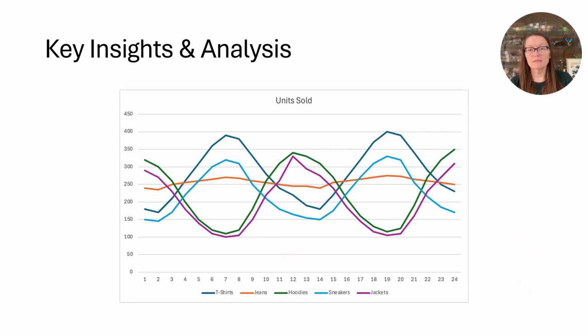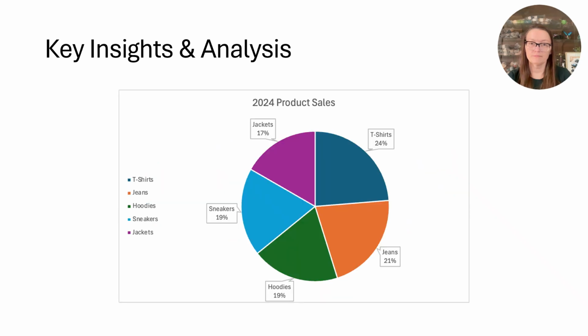Sales of jackets and hoodies are highly correlated, and the sales of t-shirts and sneakers follow a similar off-season pattern. Jeans sales remain steady throughout the year. T-shirts are the highest selling product, followed by jeans. Jackets are the lowest selling item. Sales appear evenly distributed among the 5 product categories.